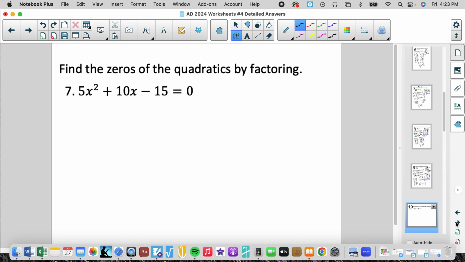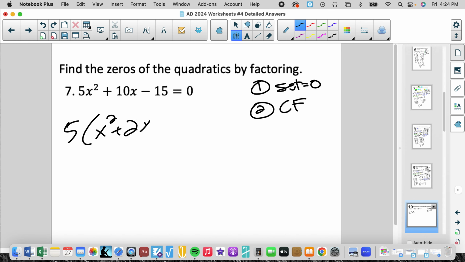Okay, so step 1: is it set equal to 0? This was not the problem, I still know it's coming. But notice, common factor. Oh, there is a common factor. We can factor out a 5. And so this problem that we have to factor becomes much smaller. So now we're just going to factor this.